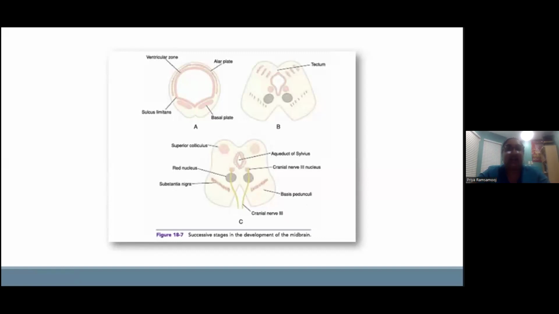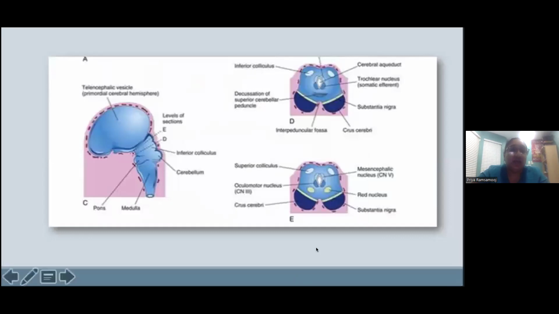The alar plates and the original roof plates then form your tectum, as we can see. And what that does is that the neuroblasts in the tectum and the alar plate then differentiate into the sensory nuclei of your superior and your inferior colliculi. So again, this is another view, a transverse section of your developing midbrain, basically at the level of the superior and the inferior colliculi respectively.